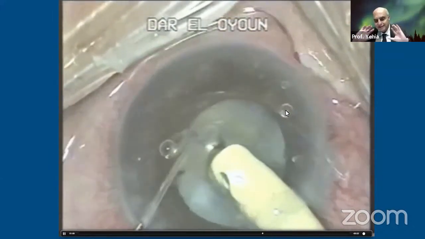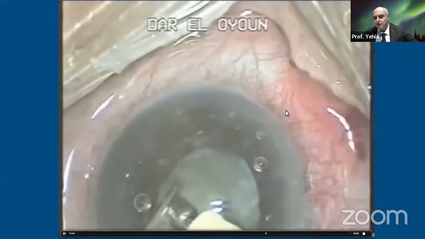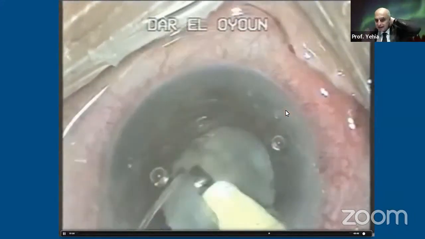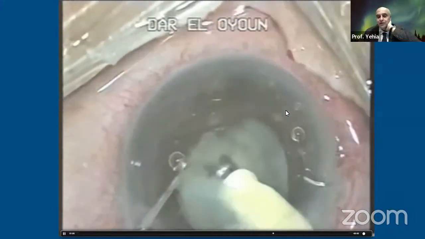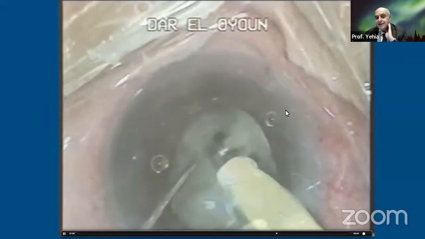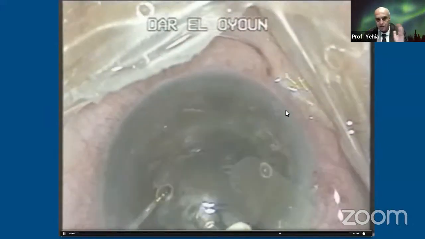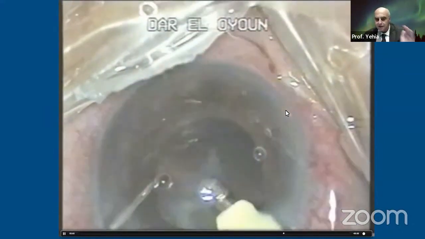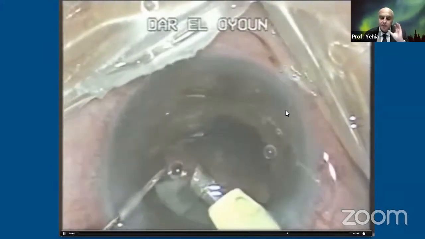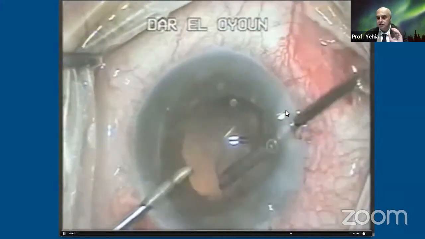If I want to send you one message, and most of what I've said is that if you're doing cataract surgery in a glaucomatous patient, whatever his degree of control, protect the corneal endothelium. This is your main challenge in cataract surgery in such cases.